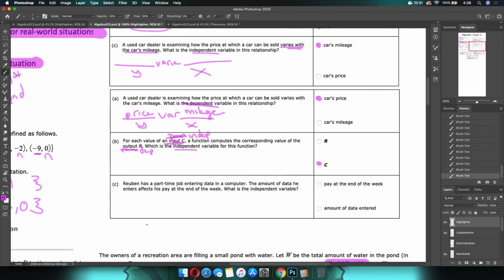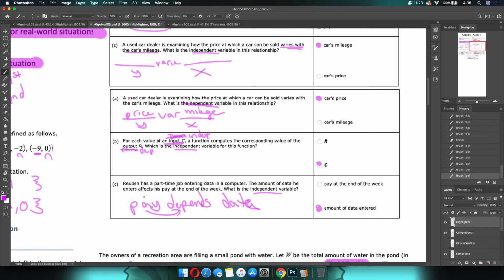Ruben has a part-time job entering data. The amount of data affects the pay. Okay, so does pay affect data? Pay affects data. Or is it the other way around? Let me think. Does data affect pay? No, it doesn't. Okay, so what are we looking for? The independent variable. Not affects, Ms. Dubois. Listen to your own advice. Sorry about that. Depends. Pay depends on data. So what's the independent variable? Well, pay is the one that's doing the depending. So data is your independent variable.